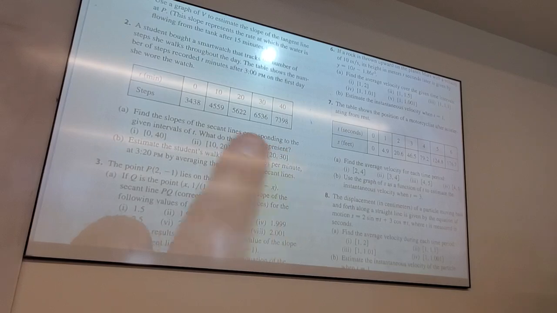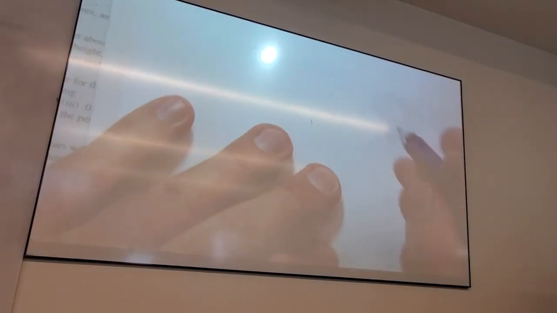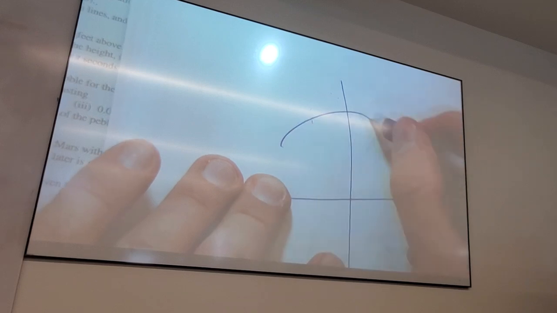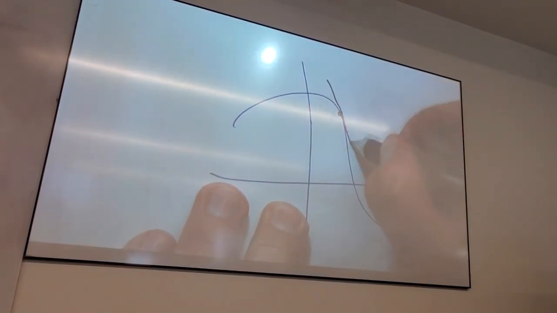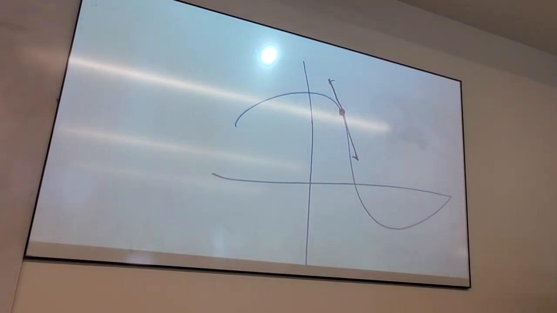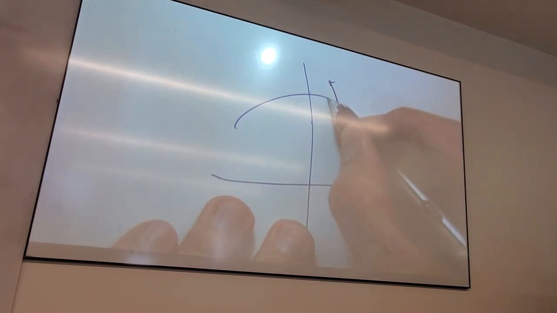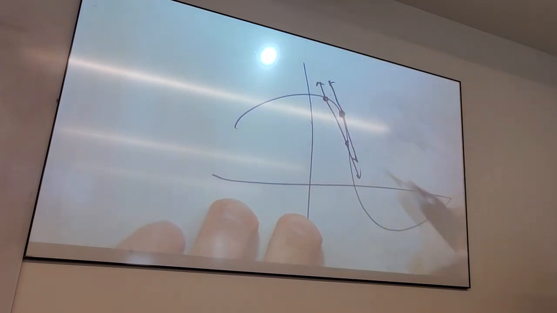Find the slopes. Now, something I haven't said yet. Given some graph, if I wanted a slope at a point, the tangent line is the line that has the same slope as the function at that point. It's the line that comes in, hits it once, and then keeps going. A secant line would be, if I pick two points around that point, the line that goes through those two points.